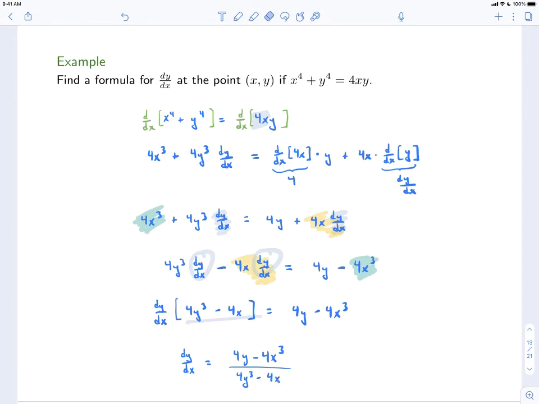In fact, you can reduce this because there's a factor of 4 in the numerator and in the denominator. So if you wanted, you could just go ahead and reduce this. Get dy/dx is equal to y minus x cubed divided by y cubed minus x. And that's our final answer. Now this gives you the slope of a tangent line at a specified point x comma y. So if you know that point x comma y, then you can determine the slope of the tangent line.